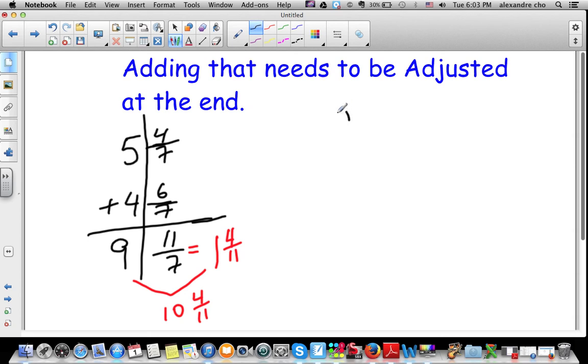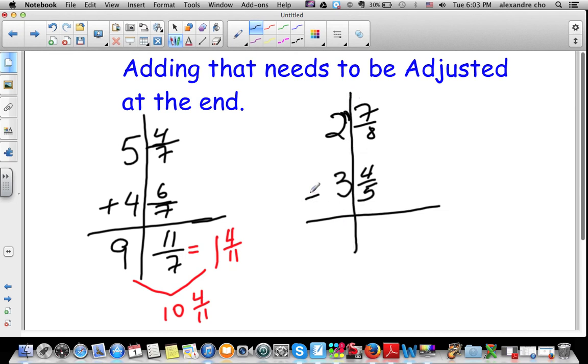Okay, so let's do one where we have to do the whole thing. 2 and 7/8 plus 3 and, I don't know, 4/5. Okay, this one needs to find an LCM, and the LCM is 40.